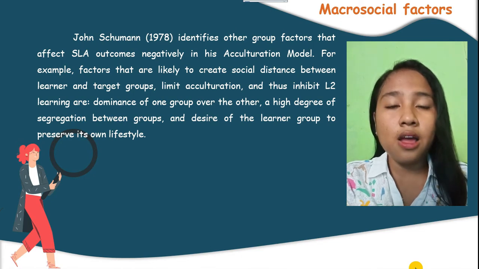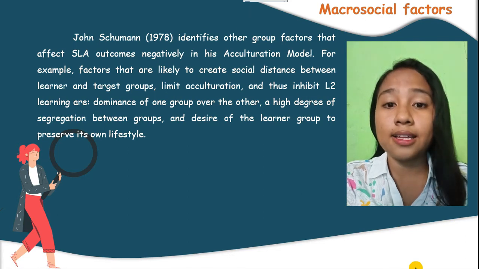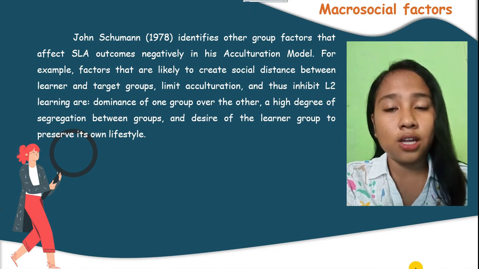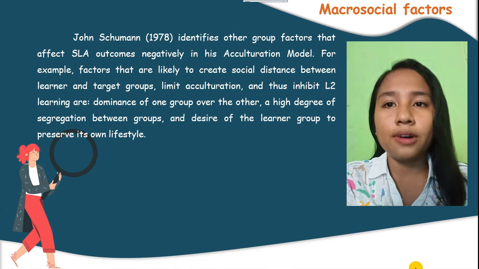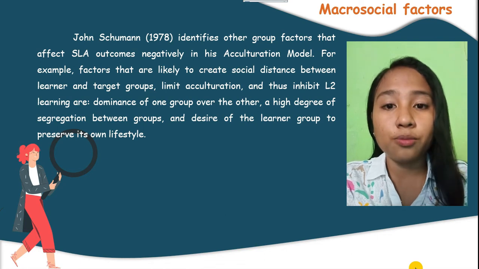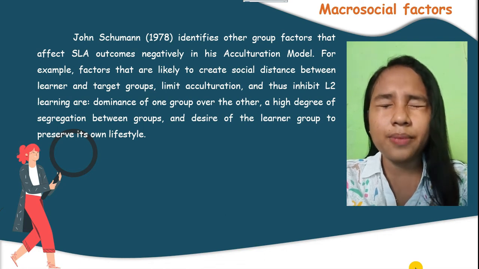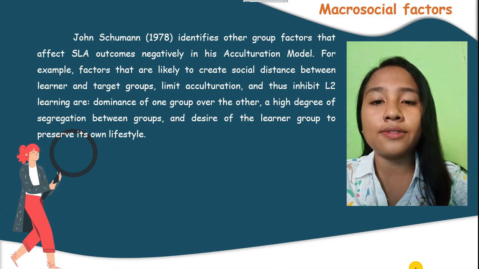For example, factors that are likely to create social distance between learner and target groups, limit acculturation, and thus inhibit second language learning are dominance of one group over the other, a high degree of segregation between groups, and desire of the learner group to preserve its own lifestyle.